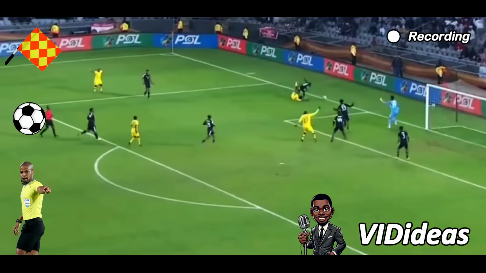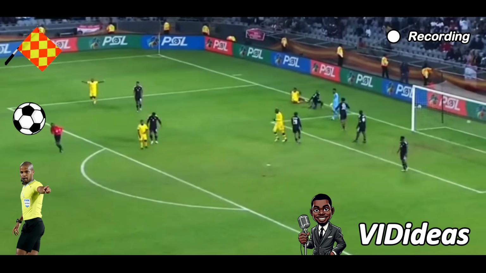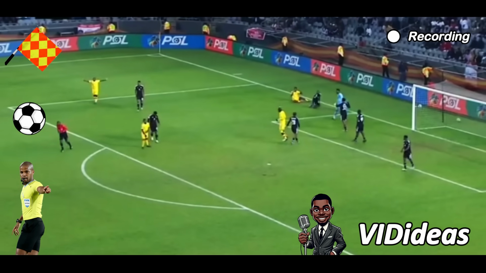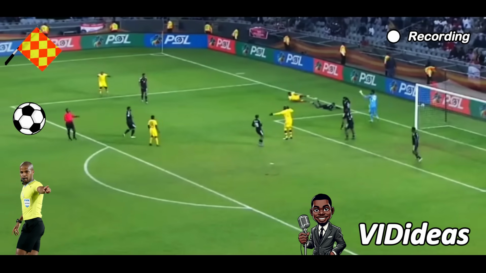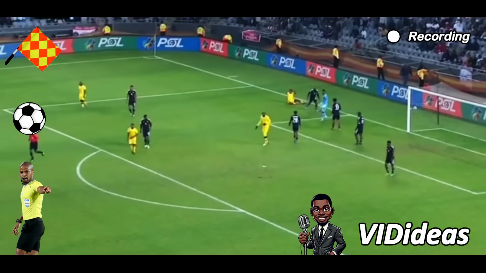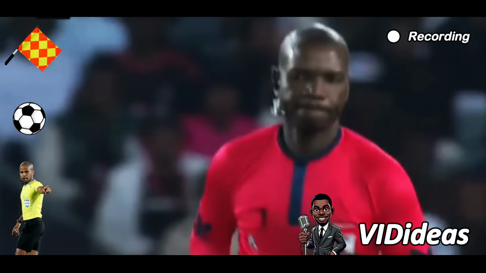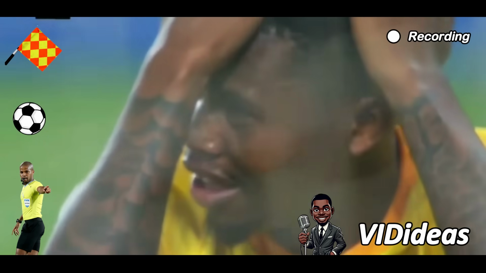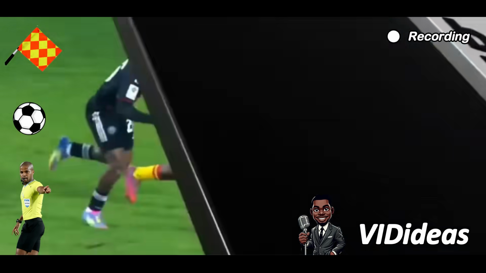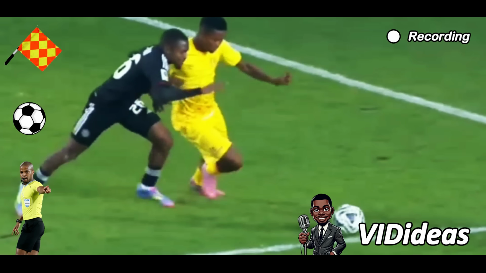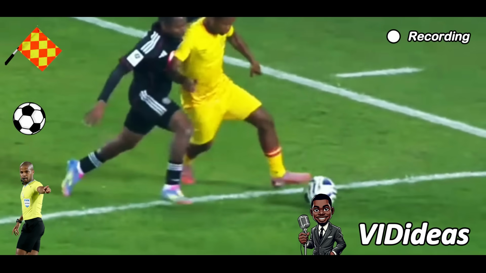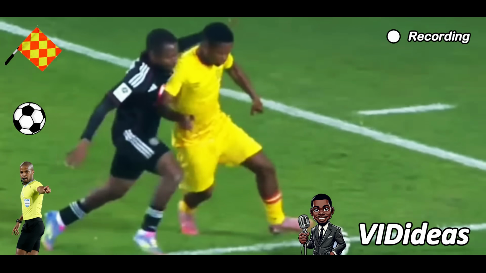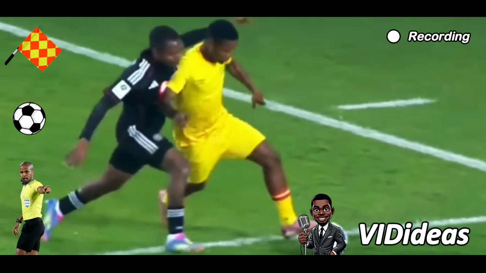As he gets into the box, he gets fouled. And look at the referee, he says goal kick. He had clear sight of the incident as it took place inside the 18-yard area. But was this supposed to be a penalty or not? Let's have a look at it nicely here. As you can see, Shandu has got his left arm getting ready to be wrapped around the Orbit attacker.